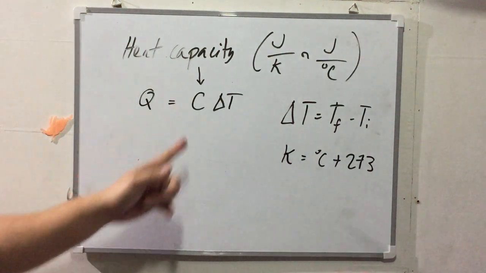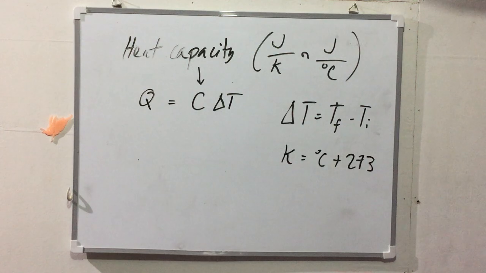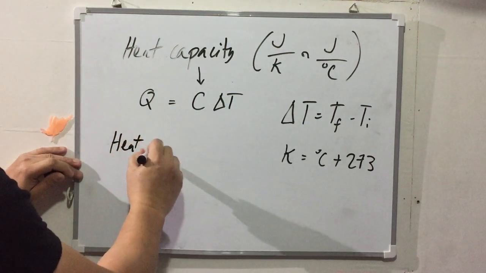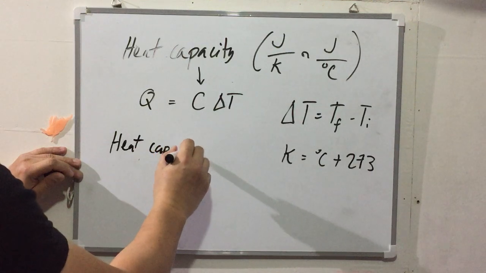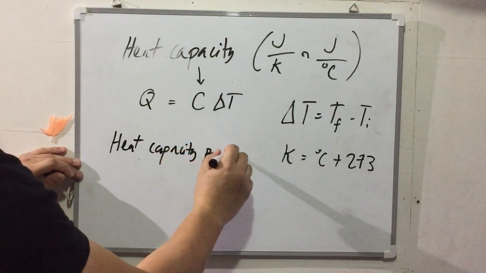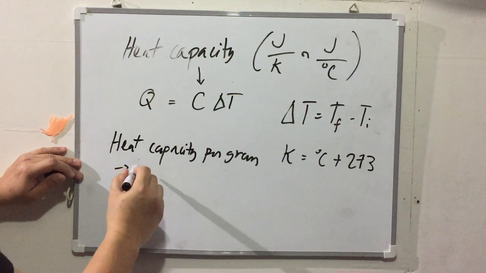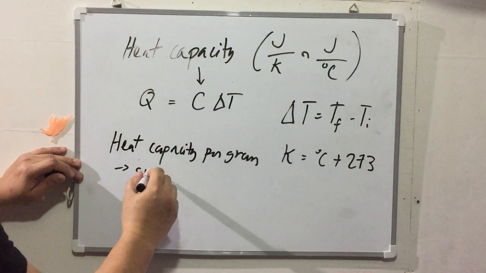Okay, so we also can write it in terms of heat capacity per gram, in which case we call it specific heat capacity.